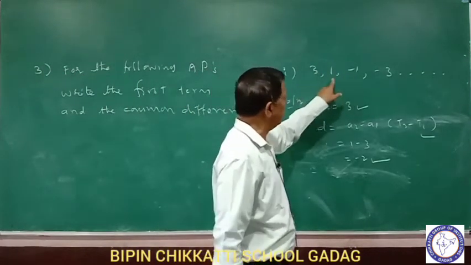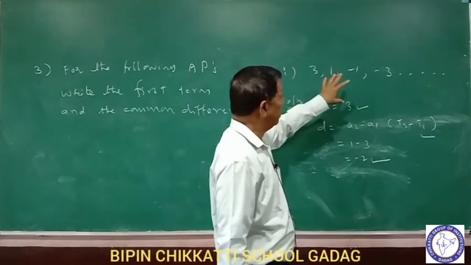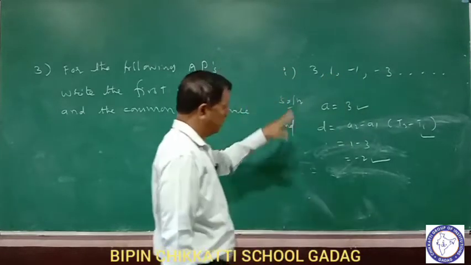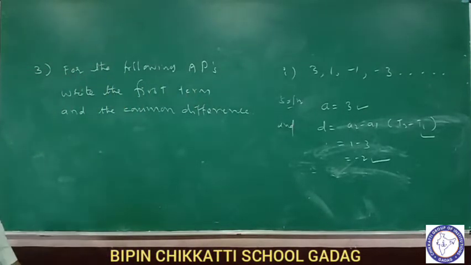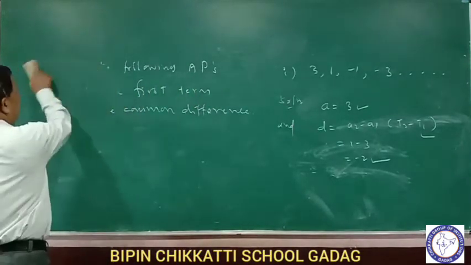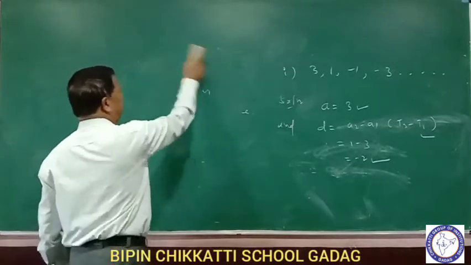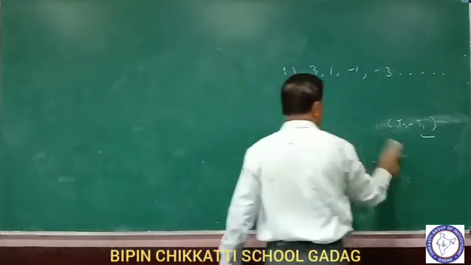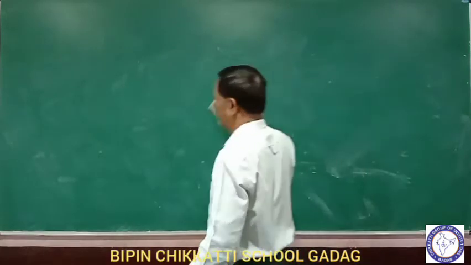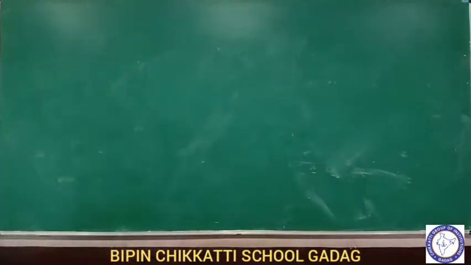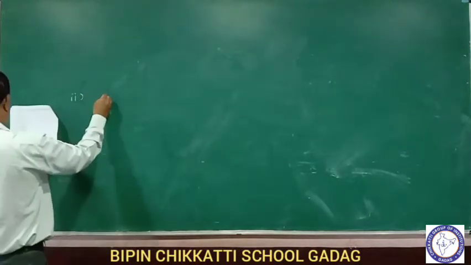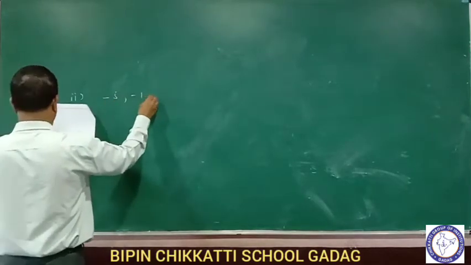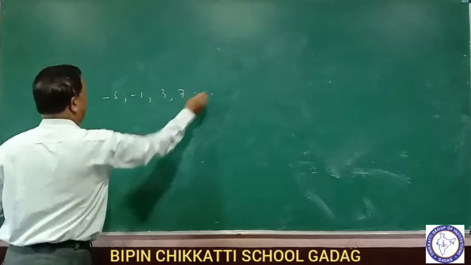You may take this minus this, you may take this, whichever that is ticking, that is final, that is important. In the same way, there are 15 problems. I want to take at least 4 or 5 problems which commonly cause difficulties. So the second problem is: minus 5, minus 1, 3, 7. What is the first term?